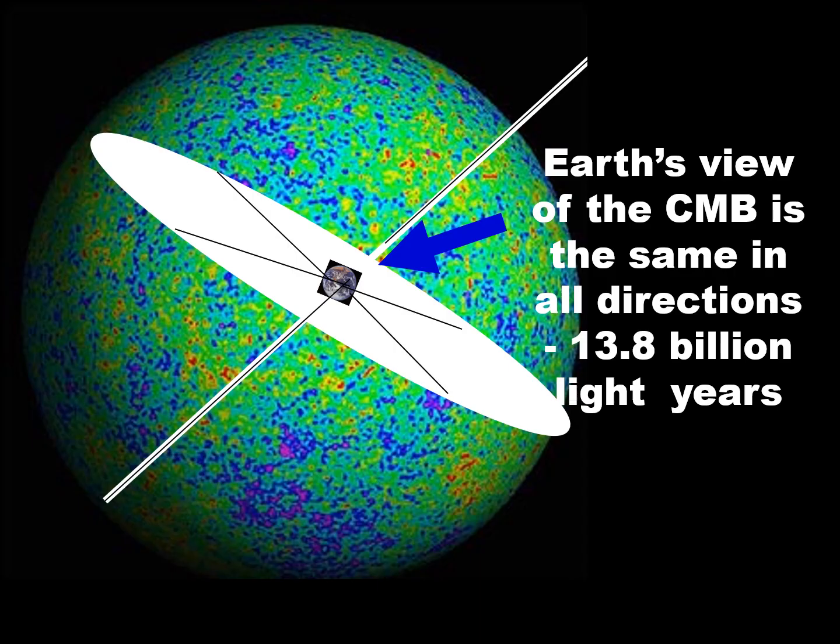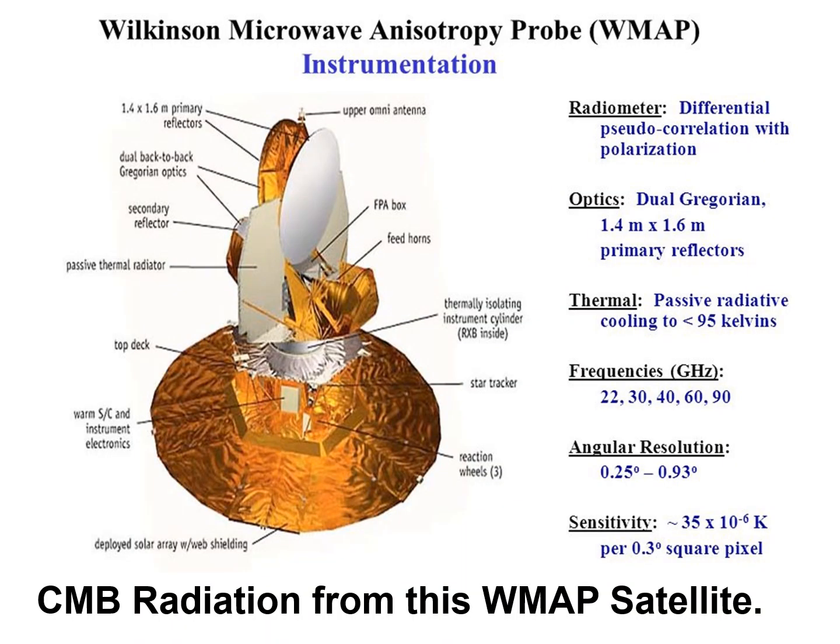This 13.8 billion light year distance of the CMB is recorded by the COBE, WMAP, and Planck satellites. Here is that NASA WMAP satellite, a highly sophisticated instrument that also eliminates any possibility of assumed optical illusion.